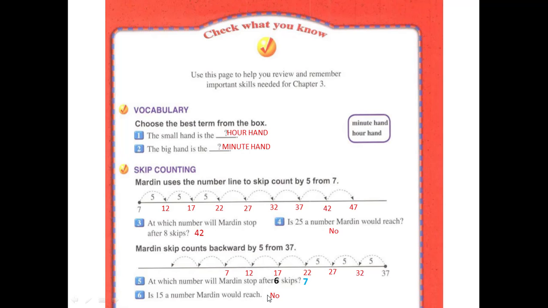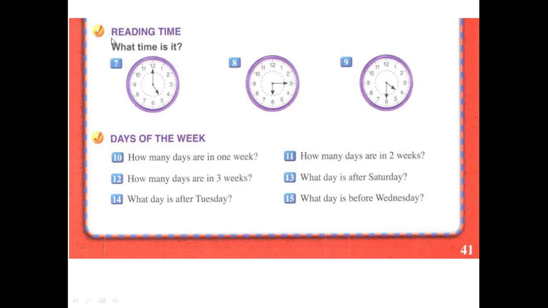Now, what time is it? Look at the hour hand. The hour hand is at 5. Okay. What about the minute hand? It is at 12. That means what time is it? It is 5 o'clock. Okay.